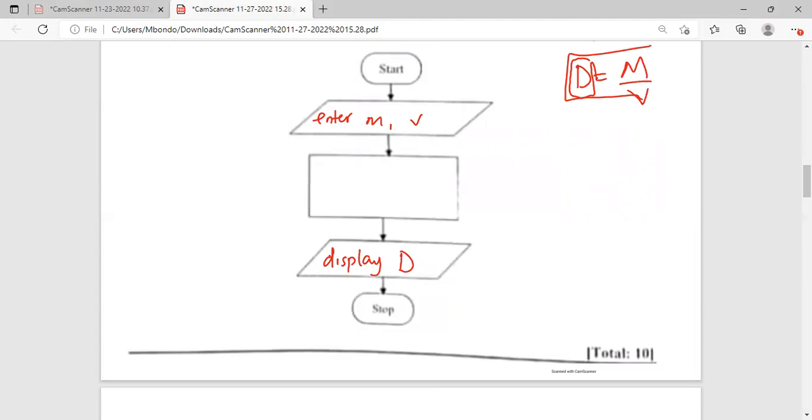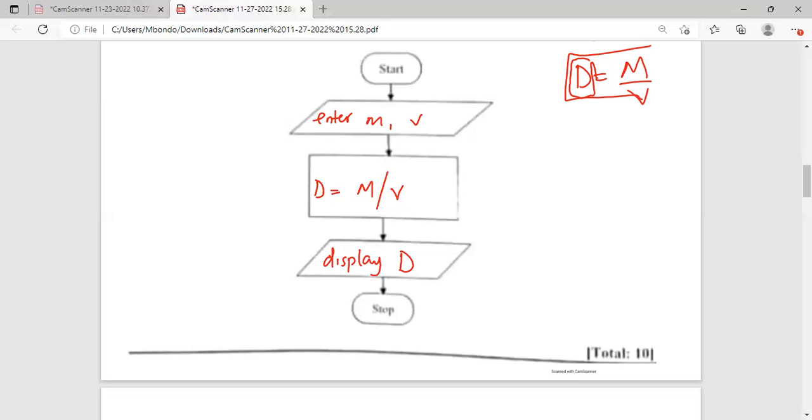Then look at this point. I told you the rectangle is like a processor. This is the point at which you're going to write the formula. Density is equal to what? M divided by volume. This is how you write divided. For instance, in a computer, division is slash. So this is how you show it. That's all. This is all you needed to do, boys and girls, ladies and gentlemen, men and women.